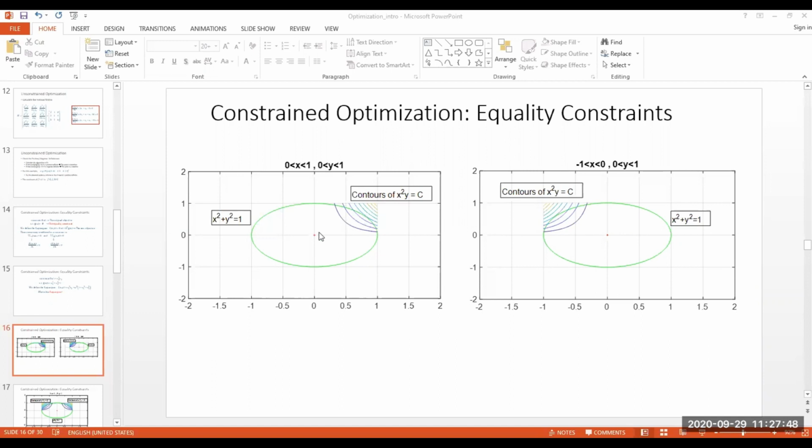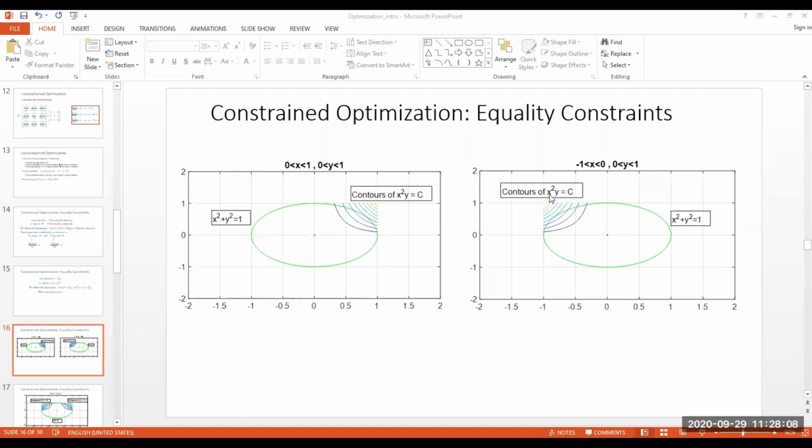Okay, clear? Sir, when we are taking the mirror image of the X limit, then will C be the same or different? No, C will be different. Actually, C will be the same. Okay, C will be the same. Why will C be the same?